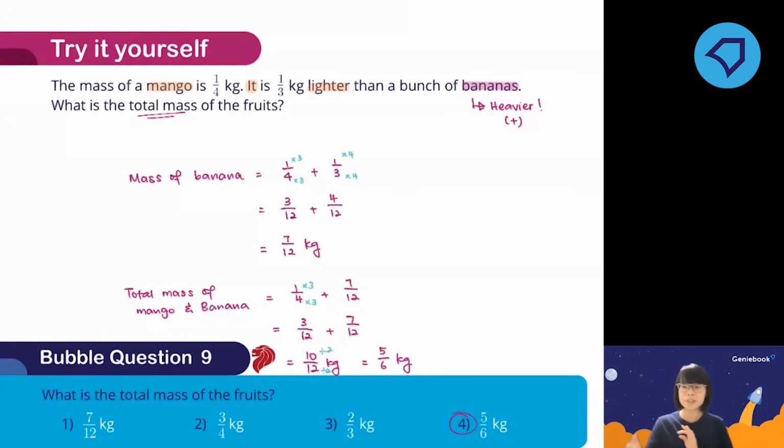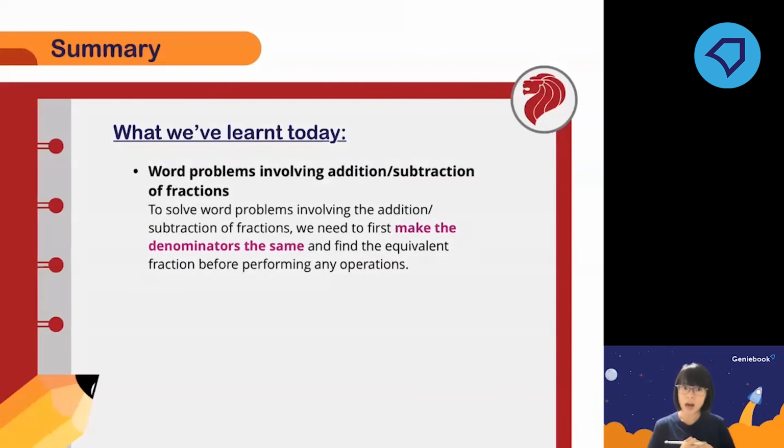So before you go, let's do a quick summary, all right, on what we have learned today. So today on word problems involving addition and subtraction. To solve word problems involving addition or subtraction of fractions, the first thing you need to do is to always make the denominators to be the same. Find the equivalent fraction before performing any operation in the sense of addition or subtraction.